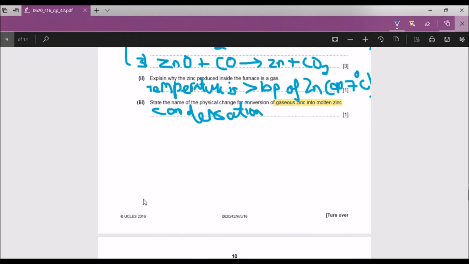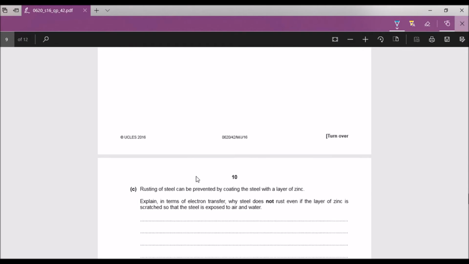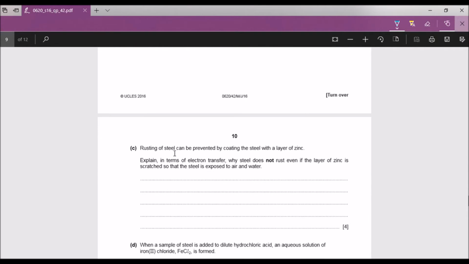So anyways, I know I'm rushing through it, but I think it's easy because these questions are simple, one statement questions. So the next part is, rusting of steel can be prevented by coating the steel with a layer of zinc. Explain in terms of electron transfers why steel does not rust even if the layer of zinc is scratched, so that the steel is exposed to air and water. So in this case, it says electron transfer. But the first part you need to say is zinc is more reactive than iron, which makes up steel. That will get you 1 mark.